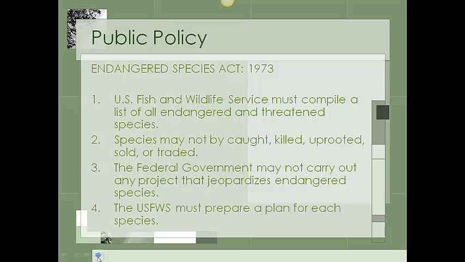And then finally, the U.S. Fish and Wildlife Service, that's the USFWS, has to make a plan for each of the species on the list. So what are we going to do to try to get those species to start coming back, to increase that biodiversity?